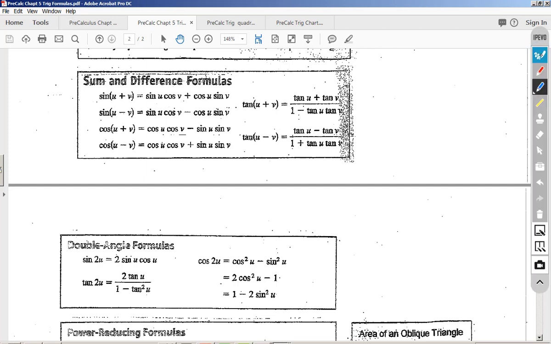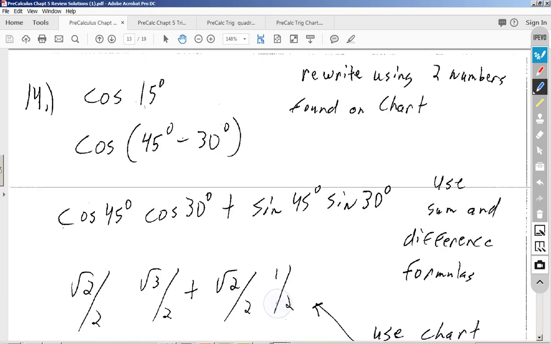Here's the sum and difference formula right here. This is what I'm going to follow. So notice it's the cosine of u minus v equals the cosine of u, cosine of v plus sine of u, sine of v. So now that I have that, I'm going to go ahead and separate that out.